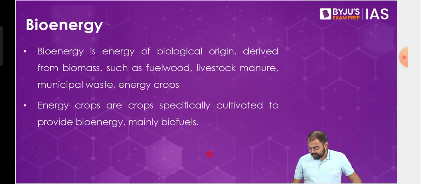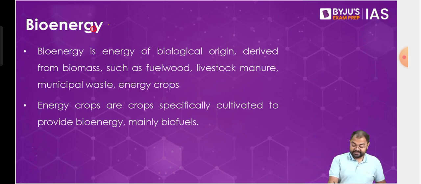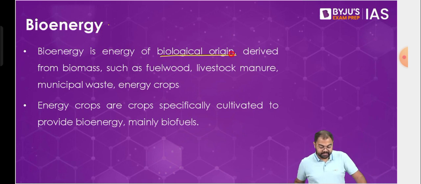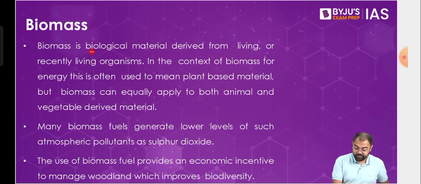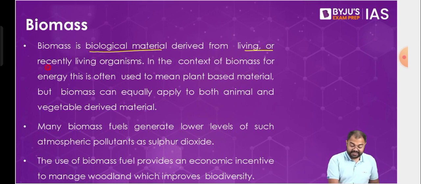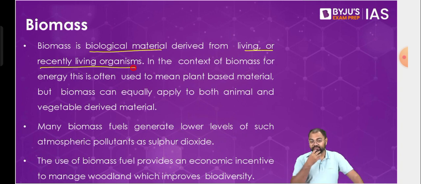Right. So let's continue. Now the next source for us is bioenergy. In case of bioenergy, this is energy of biological origin, and usually this is derived from something called biomass. So what do we mean by biomass? Let's try to understand that first. Biomass basically is any biological material which is derived from living or recently living organisms. So from there on, the biological material that we derive is called biomass.